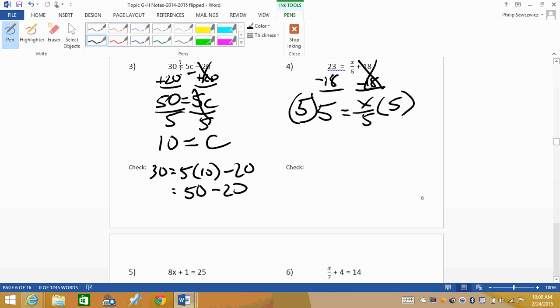Got a whole lot of 5s roaming around here. The idea here is they knock each other out. So all I have is x, and 5 times 5 is 25. So there's my answer of x equals 25. Now I know it says 25 equals x. We do want to keep it on that right-hand side since the variable's on the right-hand side.